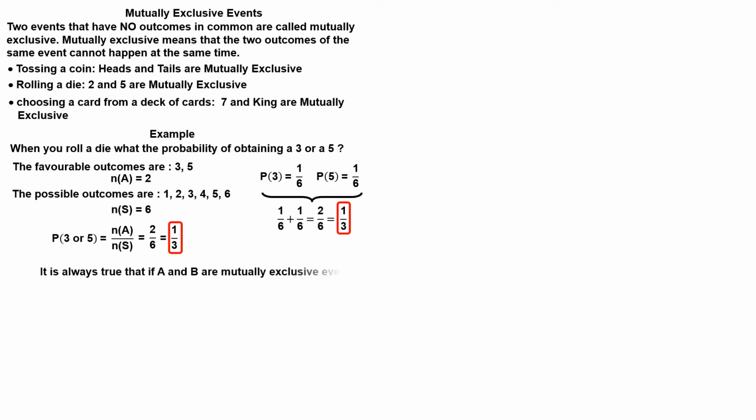We can approach this problem in another way. The probability of 3 is 1 over 6. The probability of 5 is 1 over 6. If we add up the individual probabilities, we get the same result, 1/3. The probability of getting a 3 or getting a 5 is the sum of the individual probabilities. It's always true that if A and B are mutually exclusive events, the probability of A or B equals the probability of A plus the probability of B.